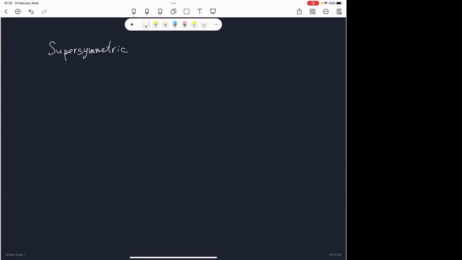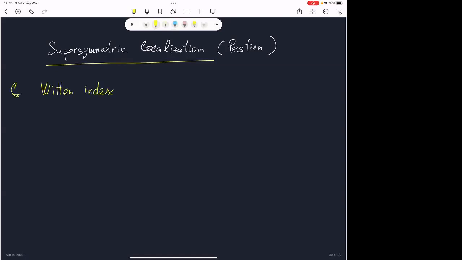I'm not going to talk about that, but just localization. First by Pestun. This is now the main technique in supersymmetric gauge theories. In order to compute the index, you just compute the sort of partition function, but with twisted boundary conditions. So actually the index, the generalized one, of course.